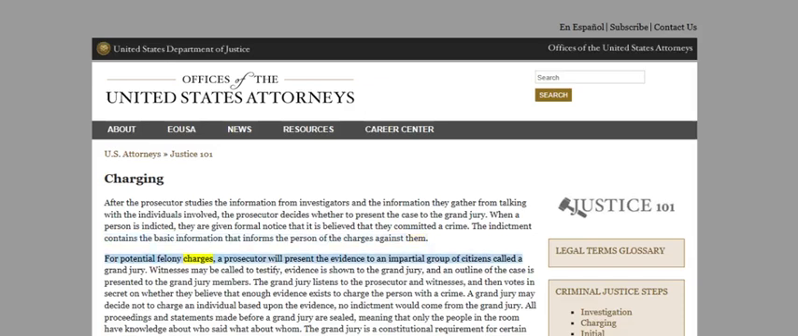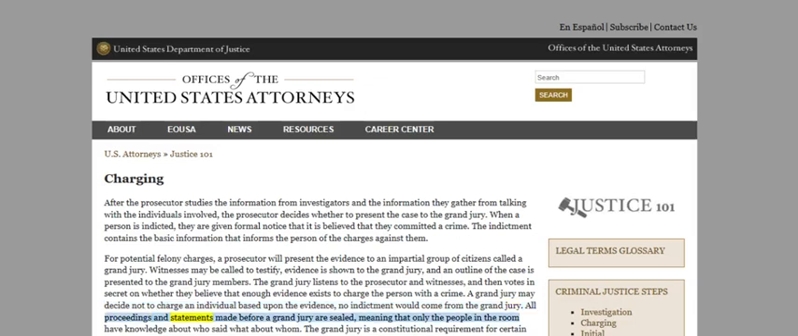For potential felony charges, a prosecutor will present the evidence to an impartial group of citizens called a grand jury. Witnesses may be called to testify, evidence is shown to the grand jury, and an outline of the case is presented to the grand jury members. The grand jury listens to the prosecutor and witnesses, and then votes in secret on whether they believe that enough evidence exists to charge the person with a crime. A grand jury may decide not to charge an individual based upon the evidence. No indictment would come from the grand jury.